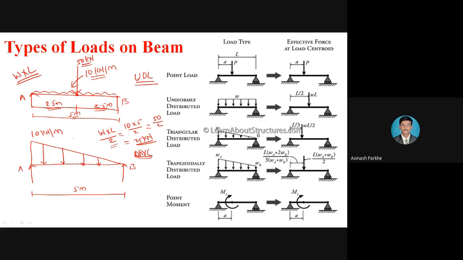Now, if I have to represent that particular 25 kilonewton on the figure, this is the 25 kilonewton. So it will not be at the center of the 5 meter. म्हणजे बघा, ह्या वरच्या फिगर मध्ये 5 मीटरवर तुमचा UDL आहे.